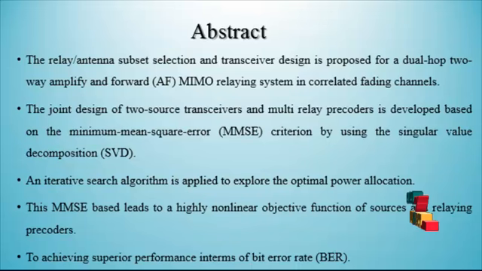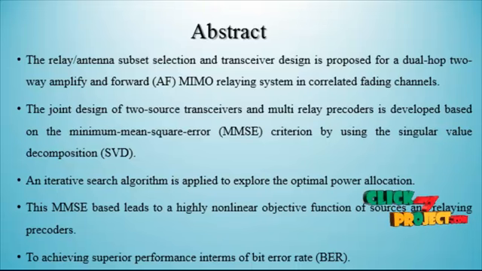The joint design of the two source transceivers and the multi-relay precoders is developed based on the minimum mean square error, the MMSE criterion. This MMSE criterion based optimization leads to highly nonlinear objective functions of the source and relaying precoders. Under a power constraint, an iterative search algorithm is applied to explore the optimal power allocation.